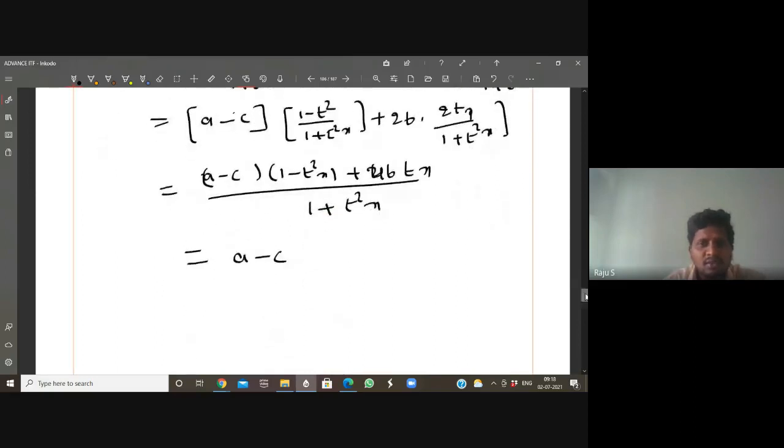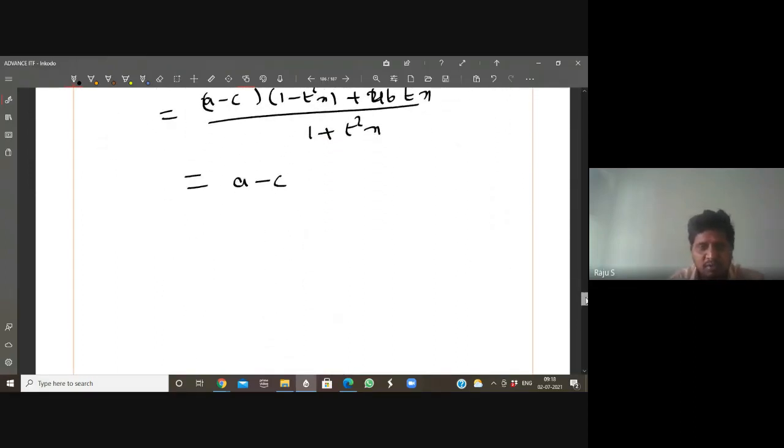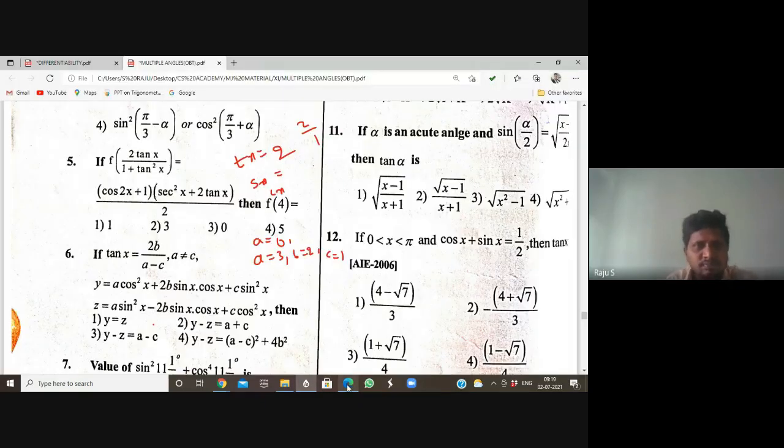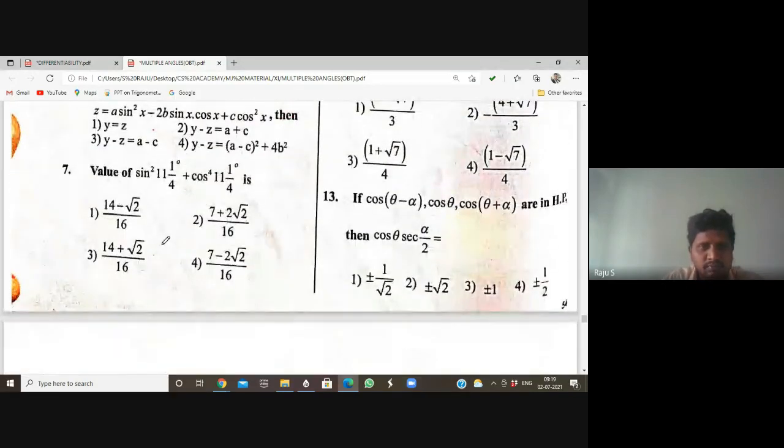So simplify this, and surely you'll get a minus c. That you can do, the simplification part. Shall we go for the next question? Sixth one completed, next the seventh one.